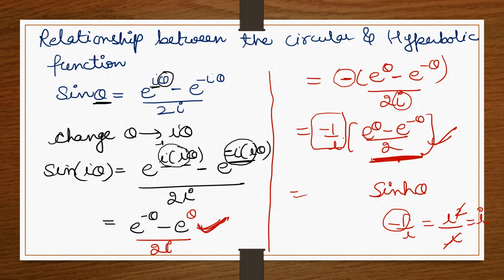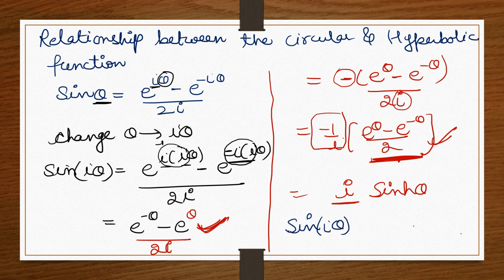So substitute the value here. So what we have got? Ultimately we have got that sine iota theta is equals to iota sine hyperbolic theta. So this is the relationship between both the sines, circular and hyperbolic. Now similarly we'll find for cos.